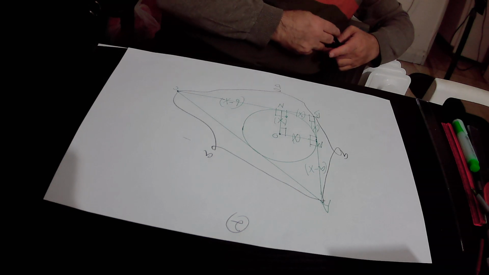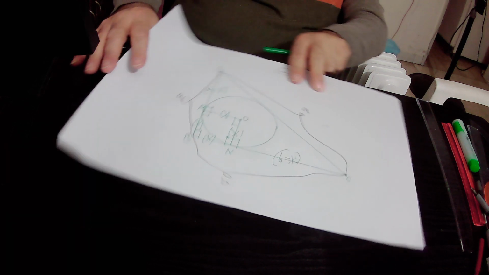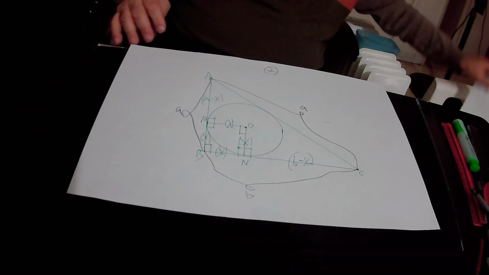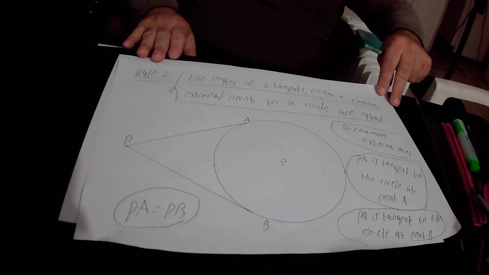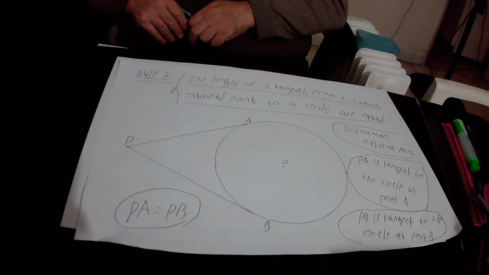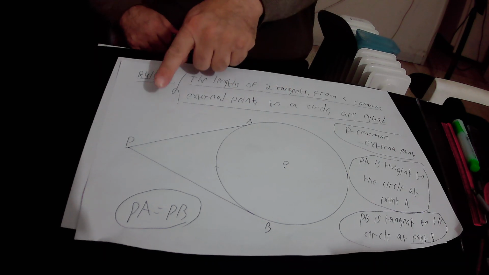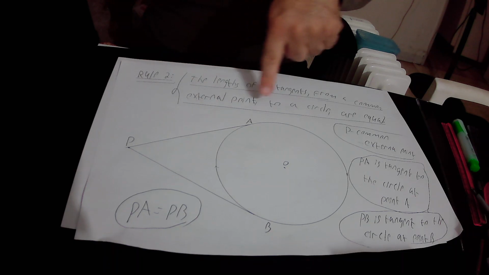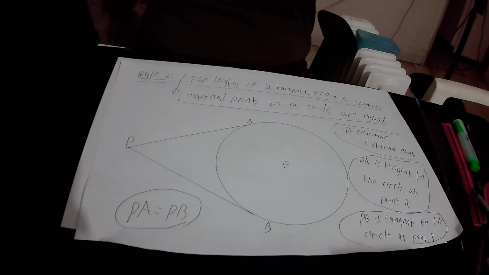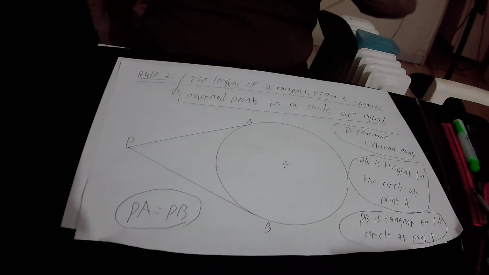Then we have here rule number 2. According to rule number 2, the lengths of two tangents from a common standpoint to a circle are equal. We have the common standpoint point P. From the common standpoint point P, we have two tangents to the circle, tangent PA and tangent PB. And according to this rule number 2, they are equal to each other. That is to say, PA equals PB.